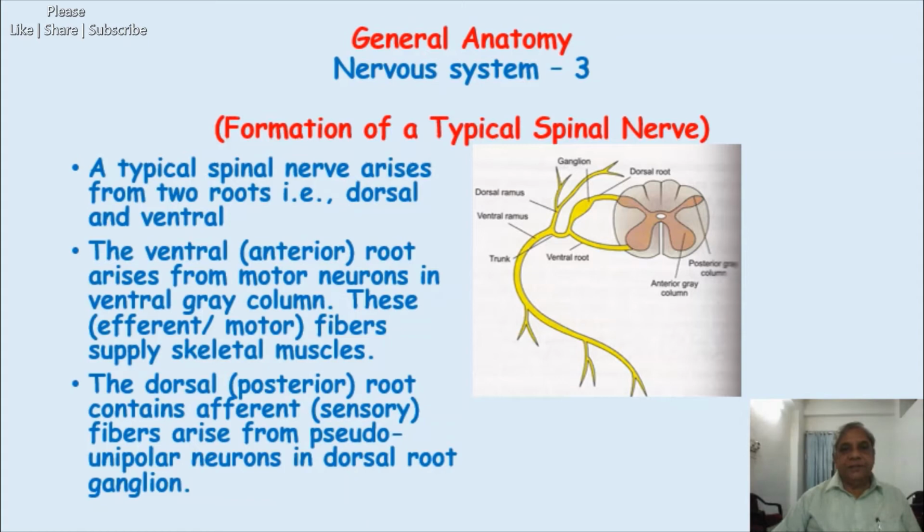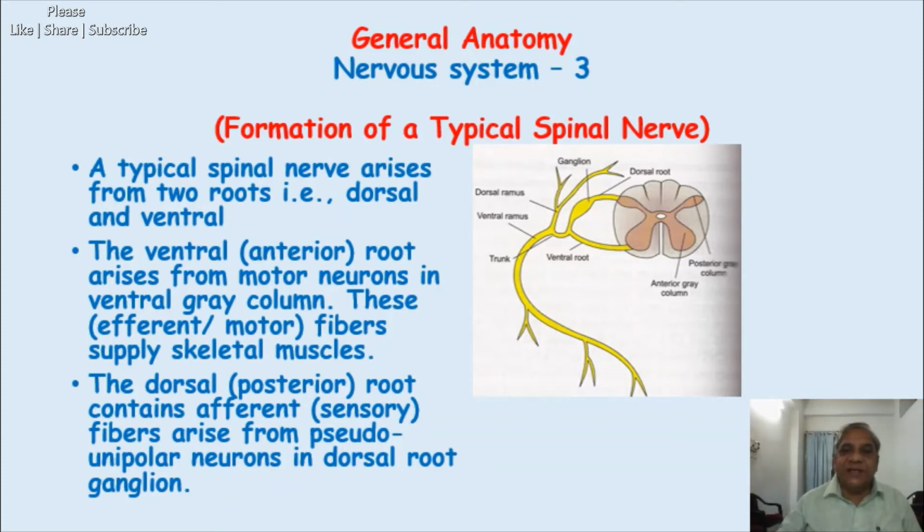Well, now I come to the formation of a typical spinal nerve. A typical spinal nerve arises from two roots, as we have seen in the last slide: dorsal and ventral roots. The ventral root arises from the motor neurons. See here, this is the ventral root, and this will arise from the neurons which are located in the ventral horn, and these neurons located in the ventral horn are efferent neurons or motor neurons.